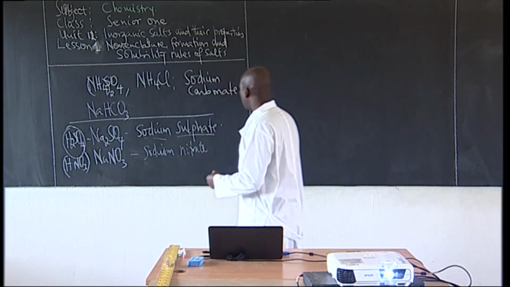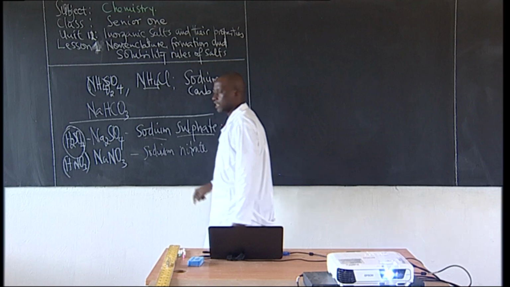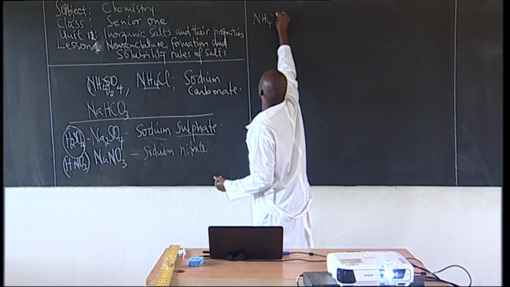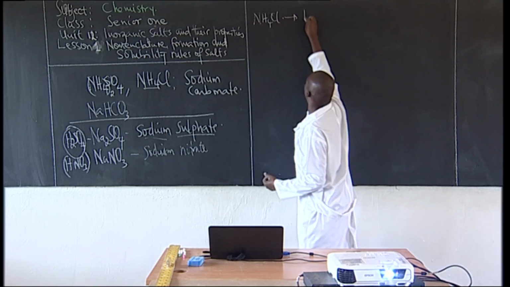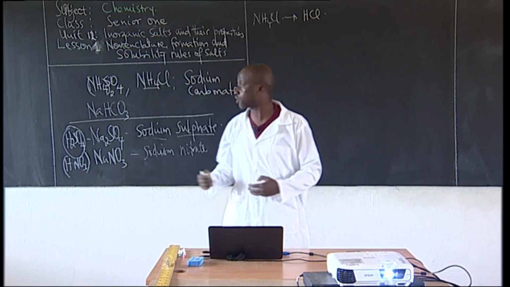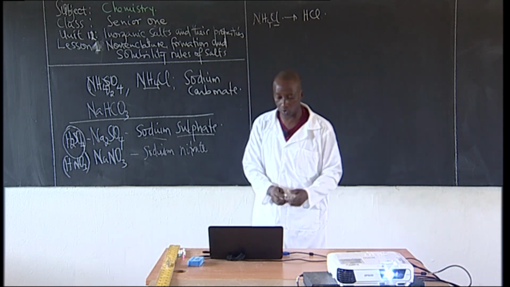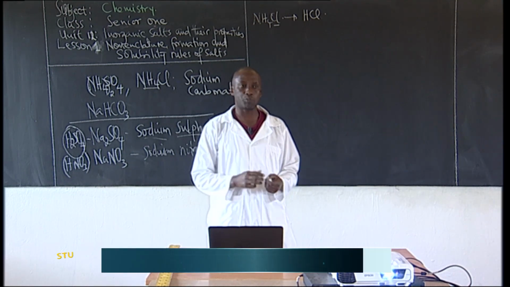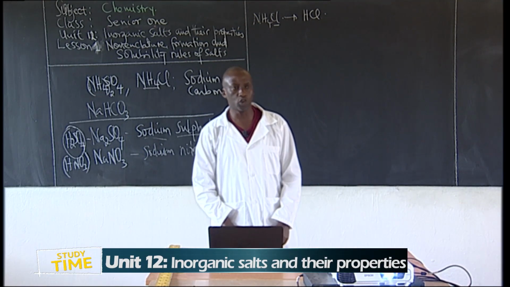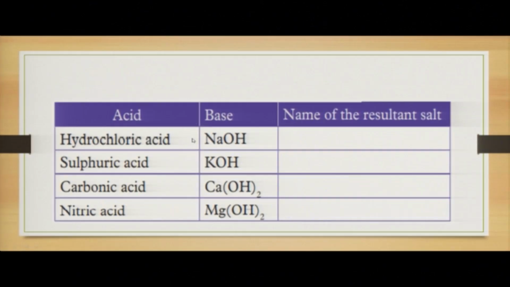If we say ammonium chloride, that is one other example. Ammonium chloride is derived from hydrochloric acid, because the acid is the one that is providing this radical, the chloride ion. So it is very important to note that. For example, I have a table on the screen. When you go to the screen, you see the table, we have the acid, we have the base, and then we have the name of the salt that is formed. We have hydrochloric acid and sodium hydroxide.